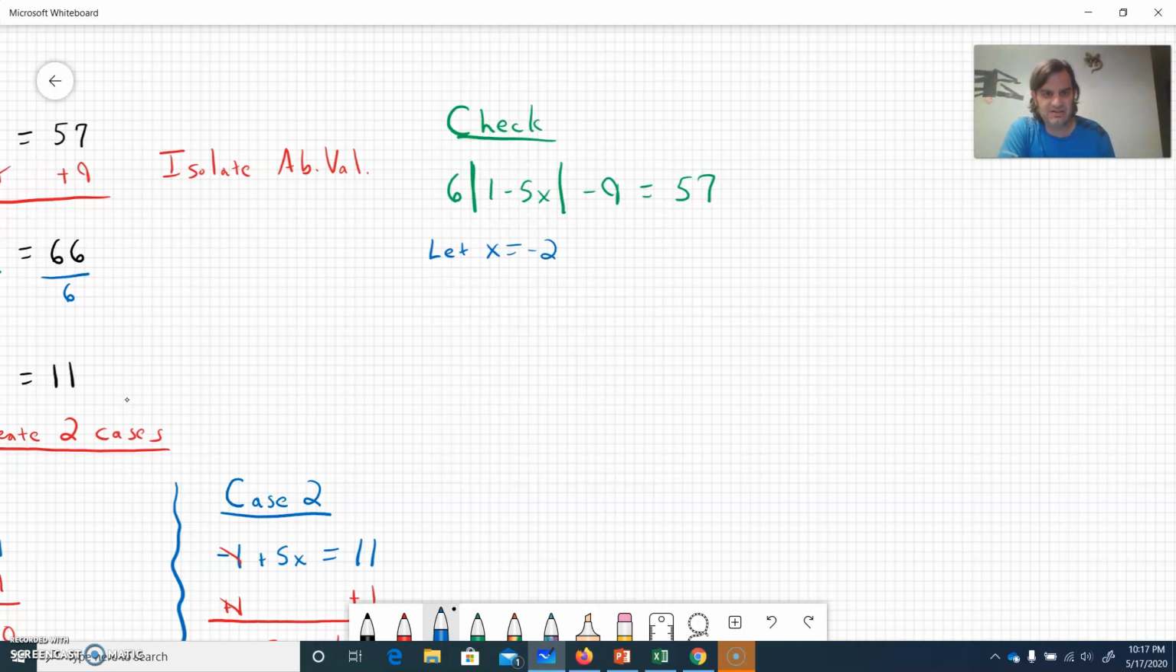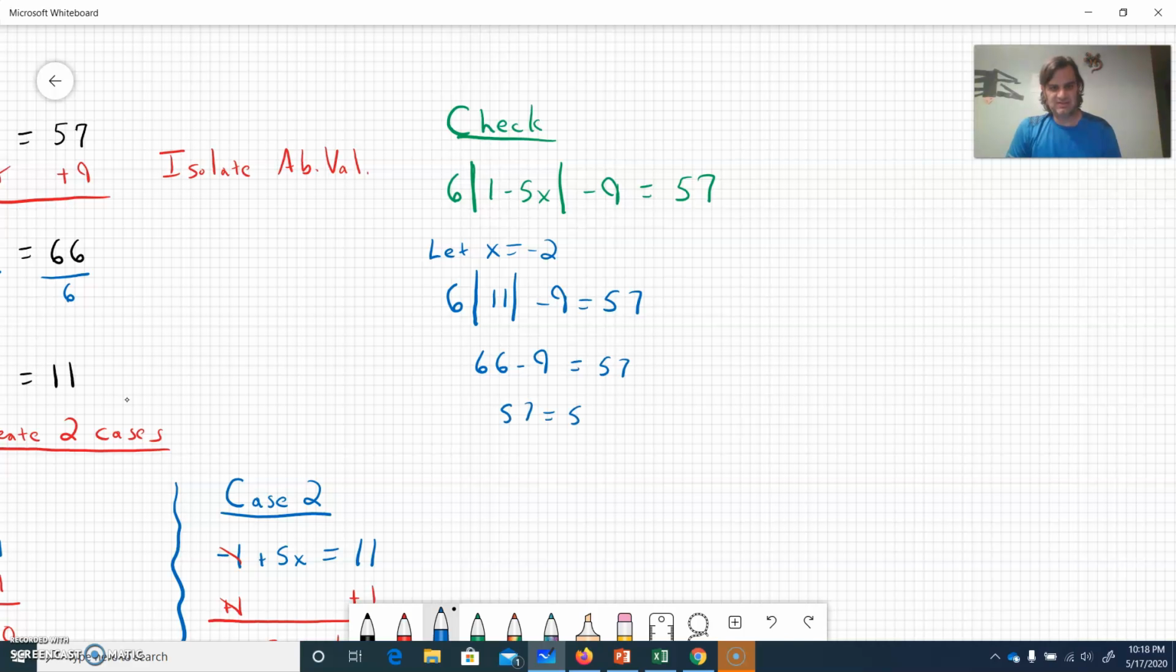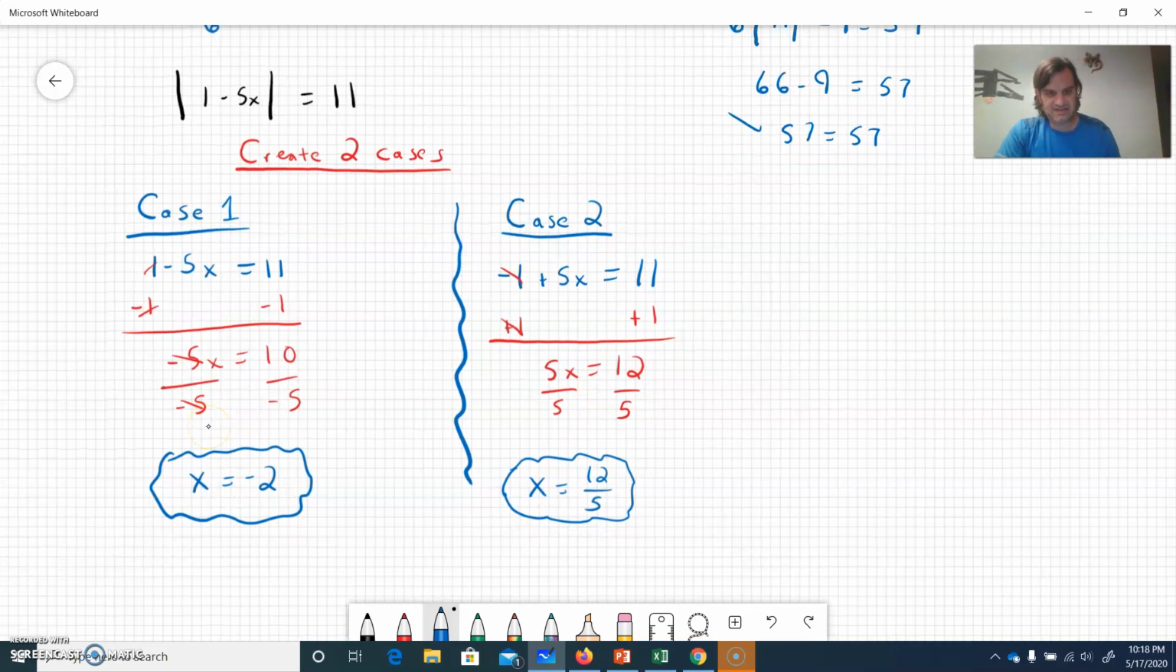I'm going to take a few liberties here. When I plug it in, that will be 6 times the absolute value of 11, because negative 5 times negative 2 would be a positive 10, and then minus 9 equals 57. The absolute value bars there leave that 11, so we get 66 minus 9 equals 57, which is 57 equals 57. So that works out. I'm going to come back over here and remind myself that the negative 2 works.